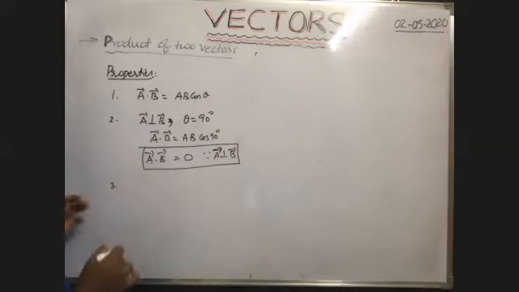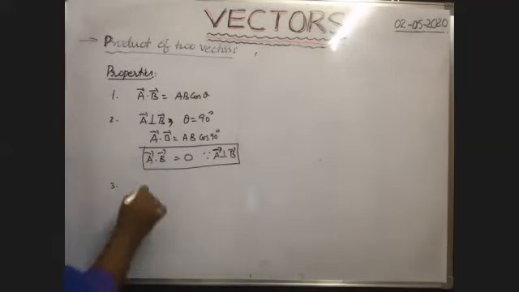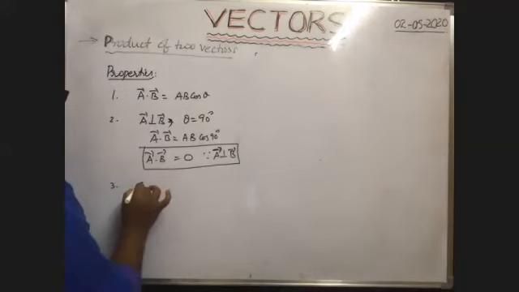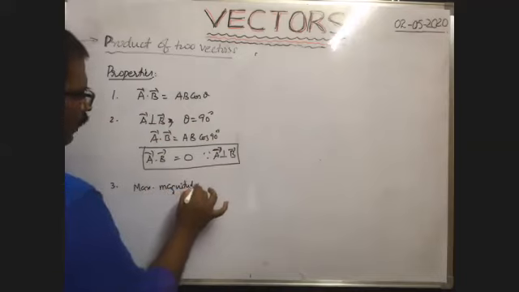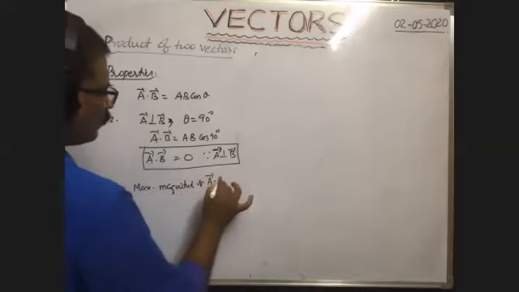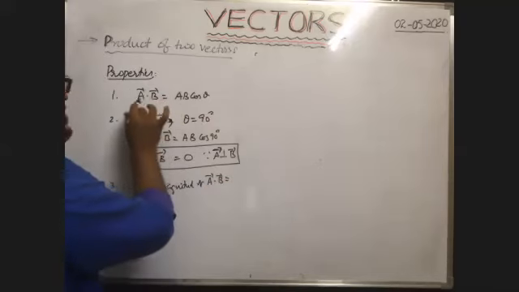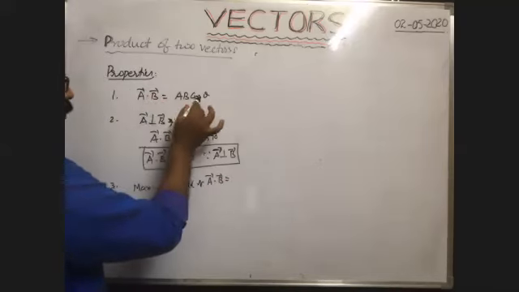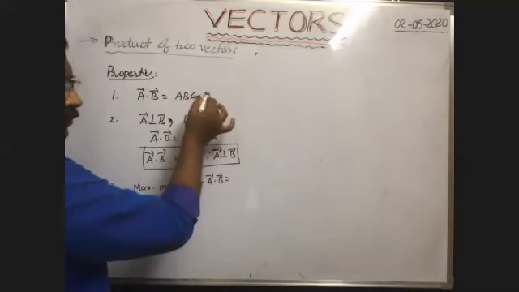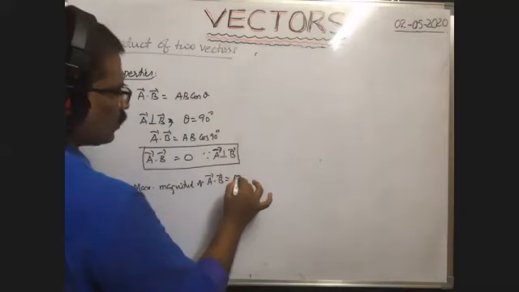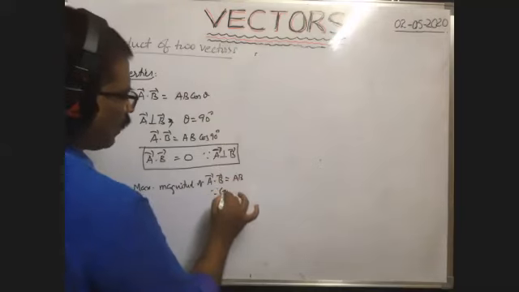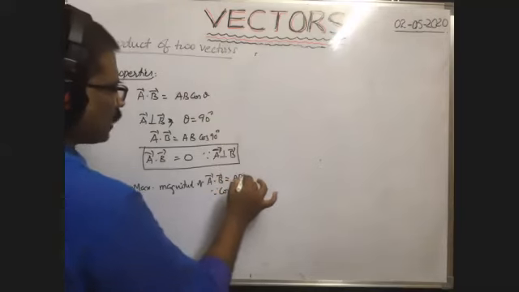Next, what is the maximum magnitude of dot product of two vectors? Maximum magnitude of a bar dot b bar is equal to... For maximum magnitude of a bar dot b bar, when you put theta equal to 0, the cos value is maximum. Cos 0 is 1. That is the maximum value. That's why ab into cos 0, which is 1. So ab, since cos 0 is equal to 1. This is the maximum value.